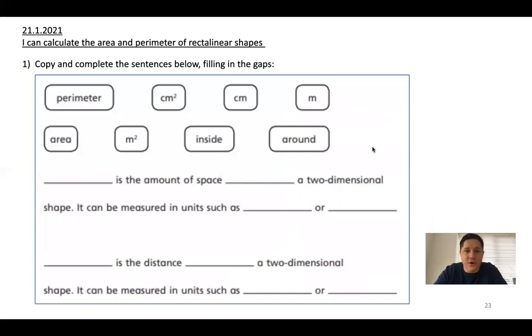So, I hope you enjoyed the video. We'd now like you to copy out these sentences, and then you've got to use these words at the top to fill in the spaces. So, something is the amount of space, something a two-dimensional shape. It can be measured in units such as something or something. Have a look at those, please, and write down the sentences in your books.